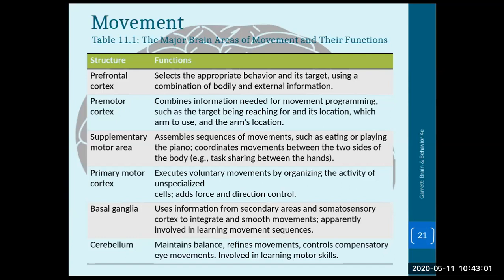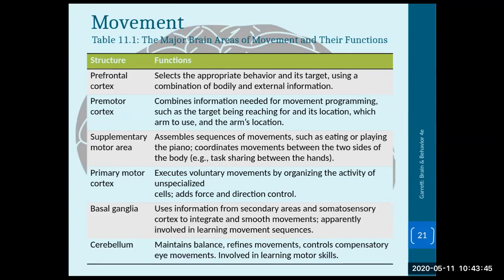And then there's a supplementary motor area, which assembles sequences of movement. So that allows us to know eating, playing the piano, coordinating the movements between the two sides of the body. So just kind of like the secondary somatosensory cortex is combining the touch from both sides of the body, the supplementary motor area is coordinating the movements between both sides of the body as well. Because you need both hands mostly to shoot a free throw. I'm left-handed, so my left hand is the main one that's going to throw the ball up, but the right hand is going to guide it to go hopefully as straight as possible. So task sharing between the hands is going to be the supplementary motor area.